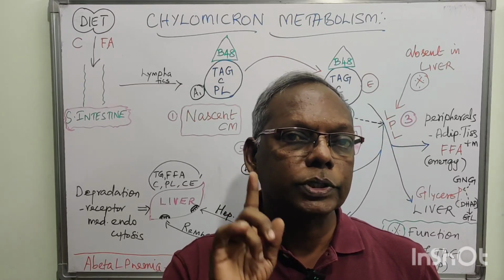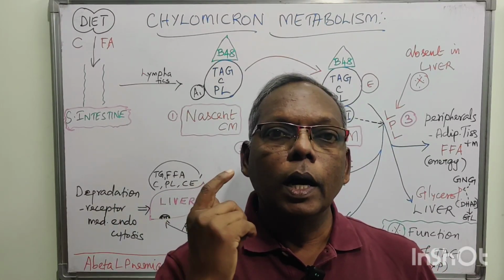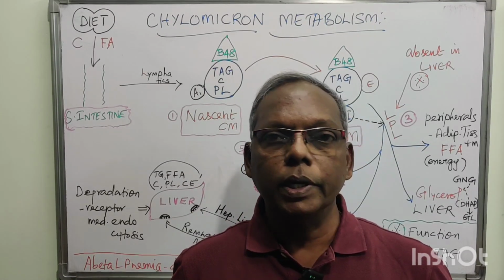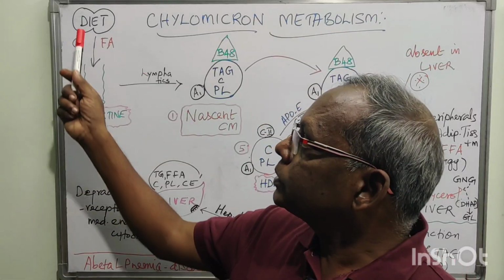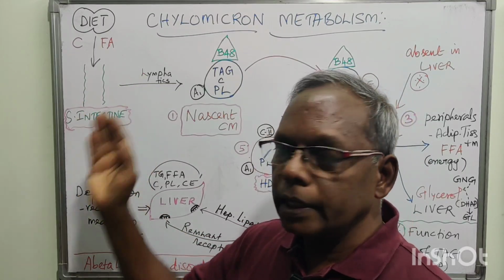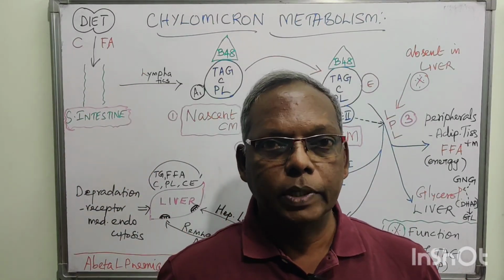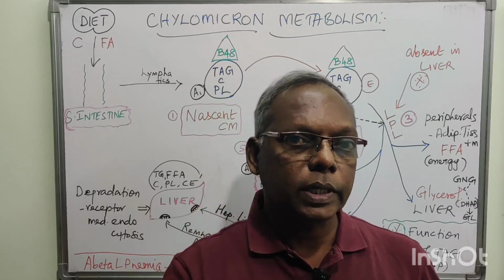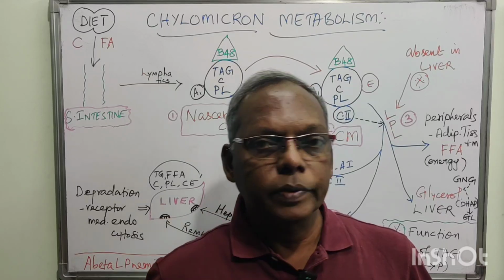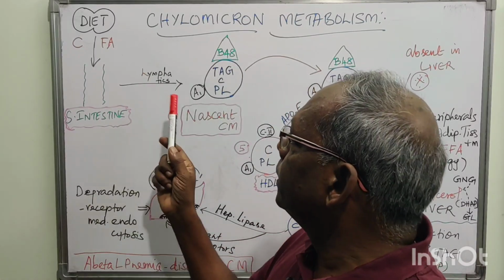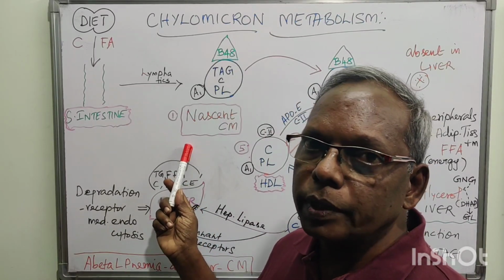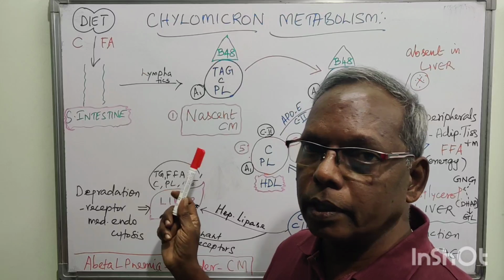One is the composition of chylomicron. Second one is the apolipoprotein involvement in chylomicron. These two factors are very important for chylomicron metabolism, right? From the diet you get cholesterol and fatty acid content, like lipids, which enter the small intestine. So chylomicron metabolism starts from the intestine only. Through lymphatics they go to the blood circulation. The first formed compound is nascent chylomicron, that is incomplete or immature chylomicron, right?